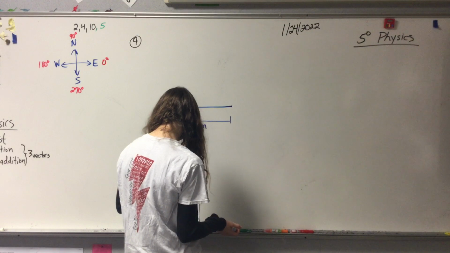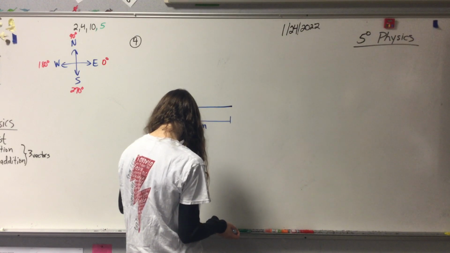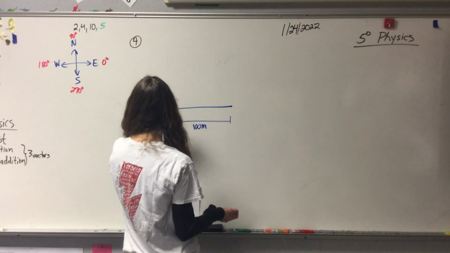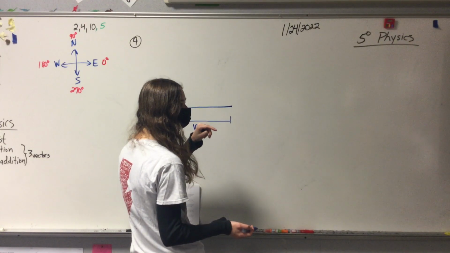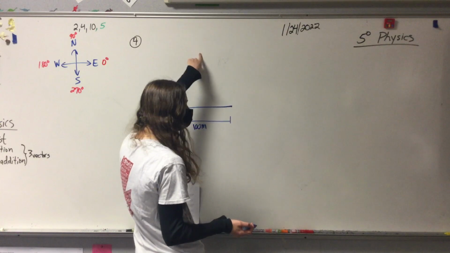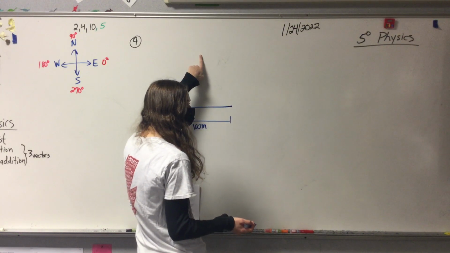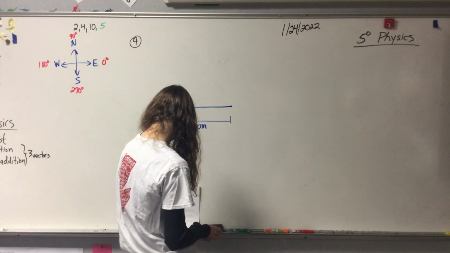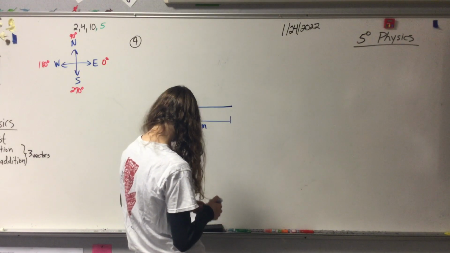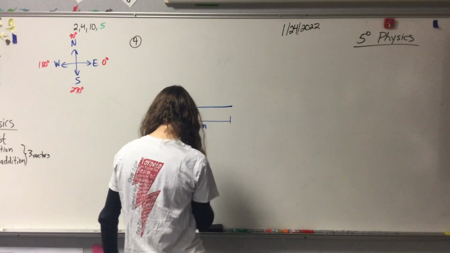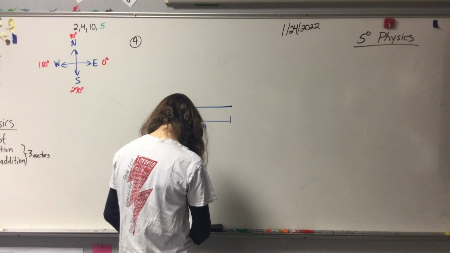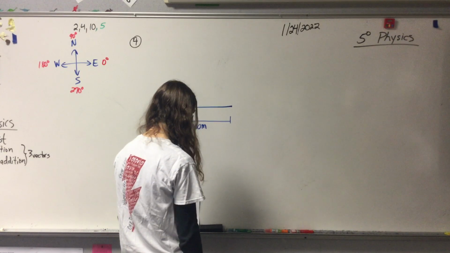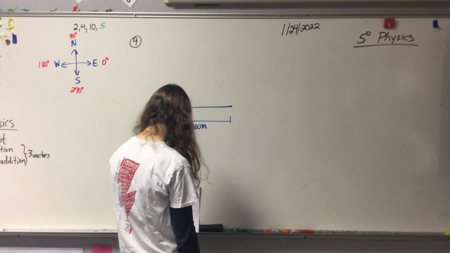At the end of the run, north of east. Okay, east is this way. And then you would rotate up from there. So it's up here. What is the exact wording? It says 15 degrees north of east. Okay, and where is the runner located?